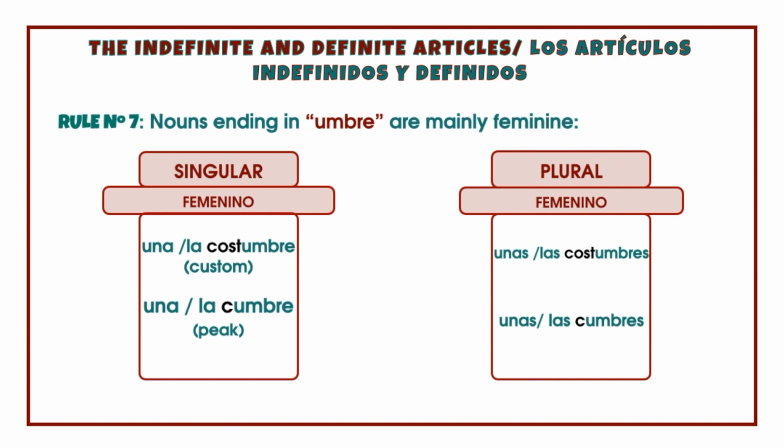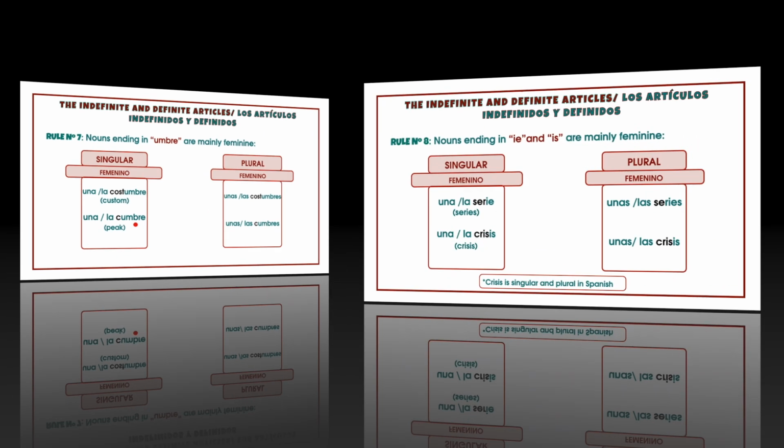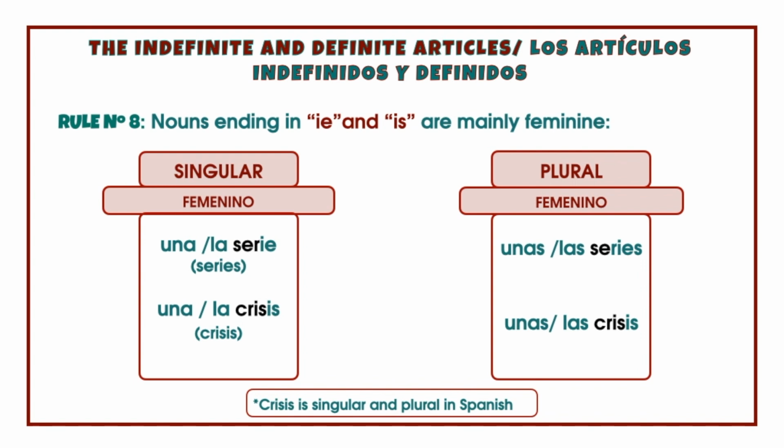Rule number 7. Nouns ending in umbre are mainly feminine. For example, la costumbre or la cumbre. Rule number 8. Nouns ending in ie and is are mainly feminine. For example, la serie or la crisis. And bear in mind that crisis is singular and plural in Spanish.